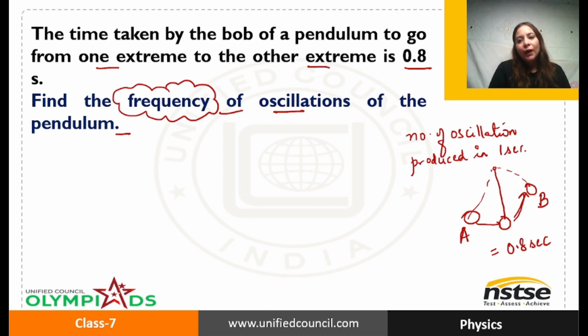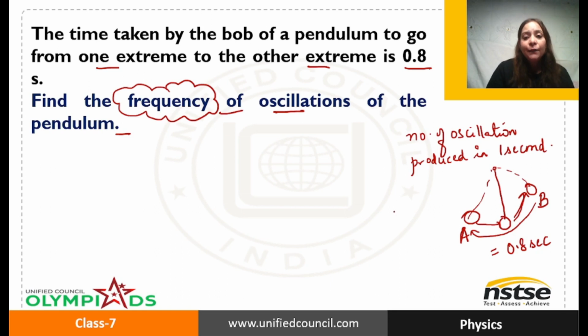Produced in 1 second. Here it is talking about the number of complete oscillations. One complete oscillation will be from A to the mean position to B, and then back from B to the mean position to A. This will be one complete oscillation. So here we need to find the frequency, that means the number of complete oscillations in 1 second.